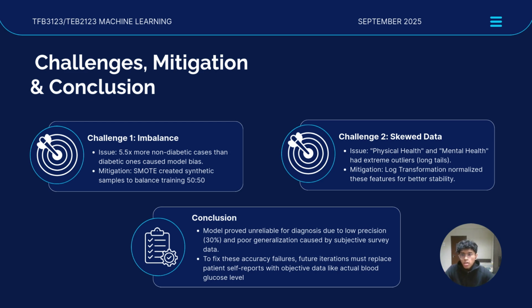And to conclude, we found that our model is not reliable enough for real-world diagnosis, as it only achieves a precision of 30%, which means it creates far too many false alarms. This failure proved that relying on subjective survey data is not accurate enough for medical decisions. Secondly, to fix these accuracy failures, future versions need better data. Therefore, they must replace these survey answers with objective medical data like actual blood glucose levels to achieve the accuracy that we originally aimed for.